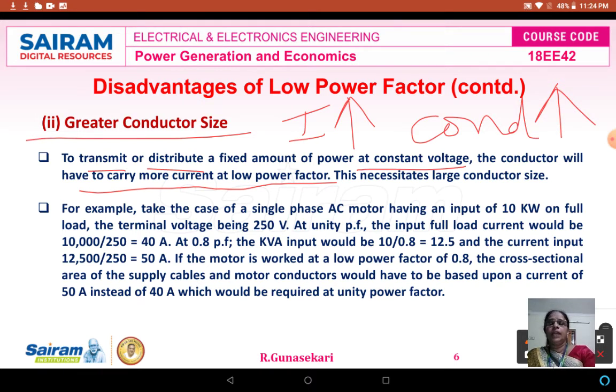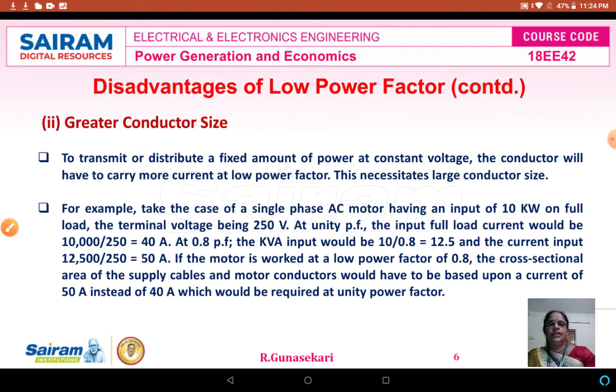I explain with the help of one example. We can take a single phase AC motor. The input is 10 kilowatt. The load is full load. The terminal voltage is 250 volt. The power factor is unity. At that time we can calculate the current. Current is equal to, what is the formula? kW divided by, that is, because the power factor from the triangle is nothing but what?